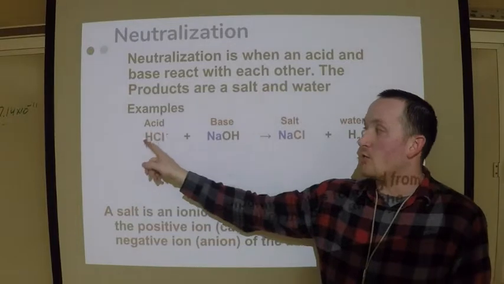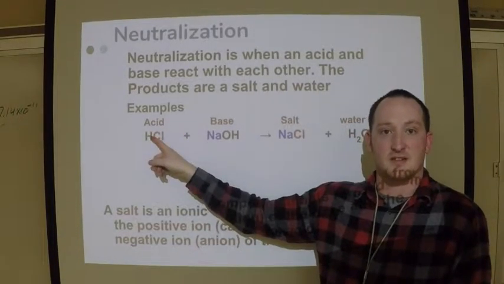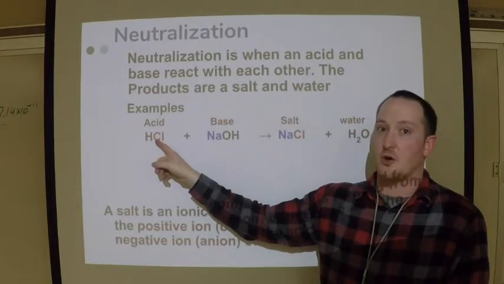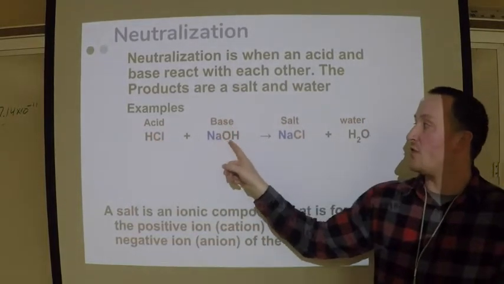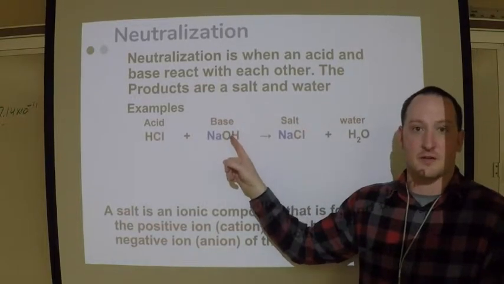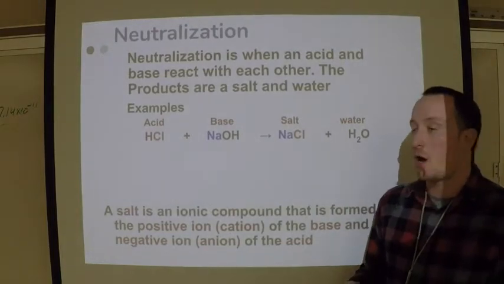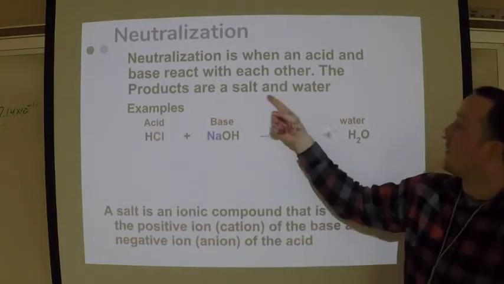So I know that this is an acid, first of all, because it starts with H. So that means it's an acid. This is HCl, which is a strong acid. Then I know that this, NaOH, is a base because it has OH at the end. Then the products of a neutralization reaction are always water and then a salt.